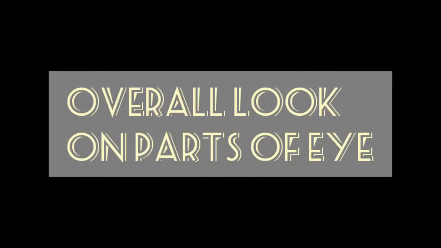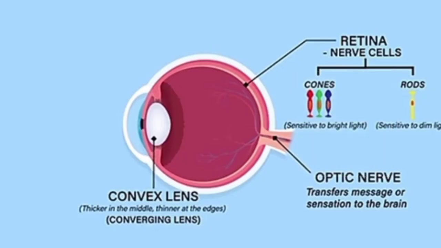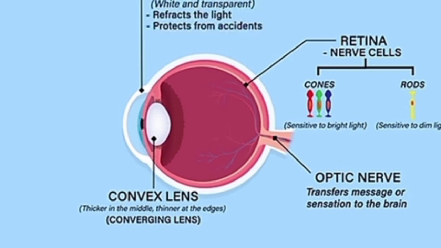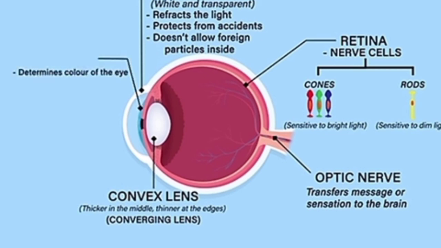Now let's sum up what we studied till now. Cornea. It is a transparent bulged out spherical membrane covering the front of the eye. Light enters the eye through this membrane. Iris. It is a dark muscular diaphragm between the cornea and the lens. It controls the size of the pupil.